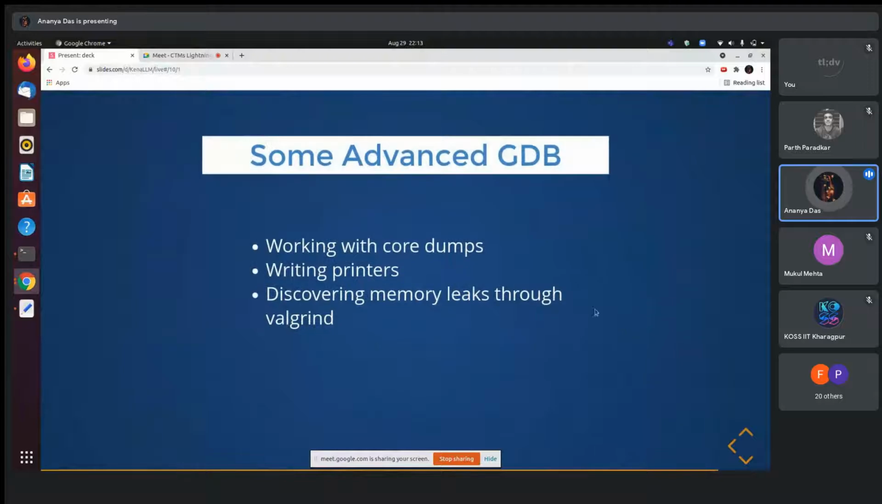There are some advanced GDB topics too that I'm not going to talk about today. But if anyone's interested, they can search for them. Like working with core dumps, which is something I mentioned briefly. It has to do with segmentation faults, writing pointer stuff, and discovering memory leaks through Valgrind.